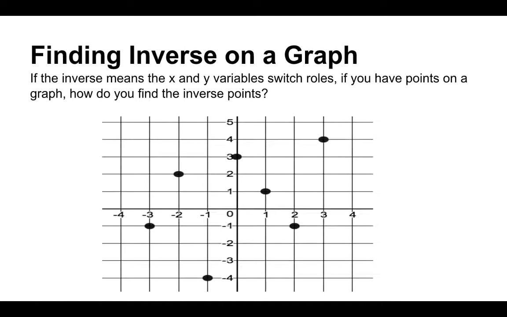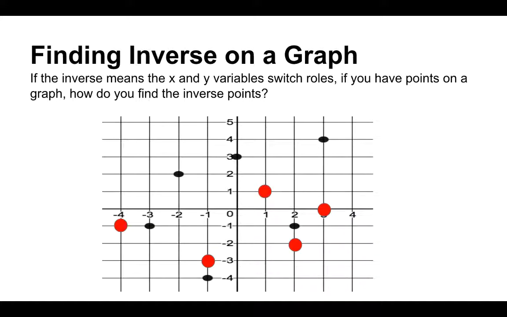Finding the inverse on a graph. So if we're switching x and y, if you have the points on the graph, how do you find the inverse points? And so just going one at a time, if the input's -3 and the output's -1, we'd switch this up so the input's -1 and the output's -3. And so graphing them on the same grid, (-3, -1) becomes (-1, -3). (-2, 2) becomes (2, -2). (-1, -4) becomes (-4, -1). (0, 3) becomes (3, 0).